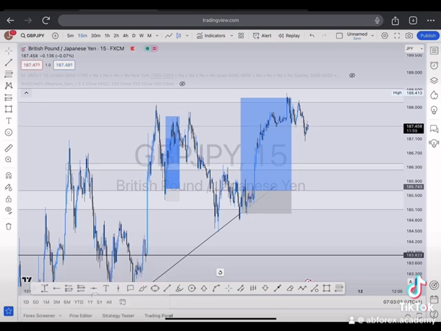So this is a GBPJPY trade we took yesterday, and I decided to share it with you guys because the trade stopped us out. It hit our stop loss and immediately started going in our direction. What I'm going to share here is that we were not wrong on the trade. It was just our entry and the stop loss we had. It was not good enough, right? But we had the direction correct and the trade went straight to the TP, which we had presumed.